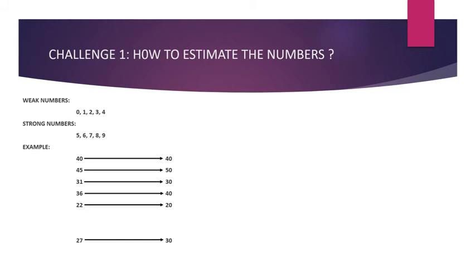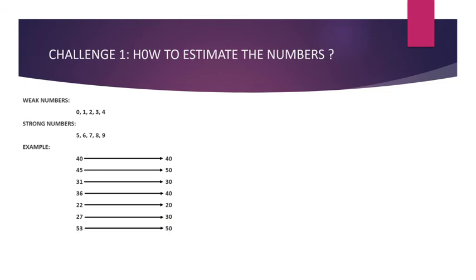Okay. Now the other example is 27. You will see the last number is 7. Then you will check whether 7 is strong or weak. 7 is a strong number. So it will change the next number 2 into 3. Okay. 2 will be changed into 3 and at the end you will put 0. So 27 after estimation will be 30.